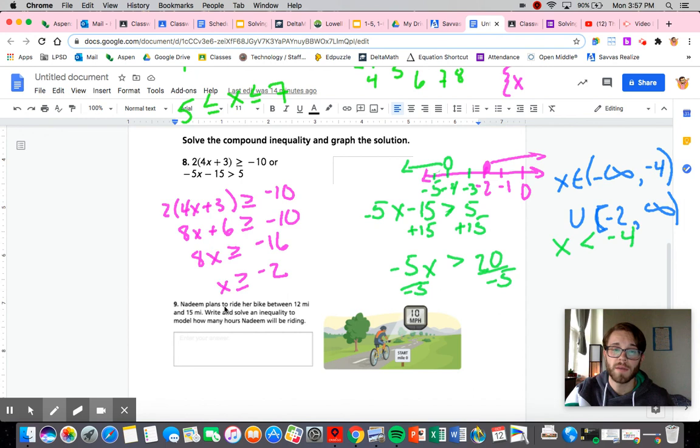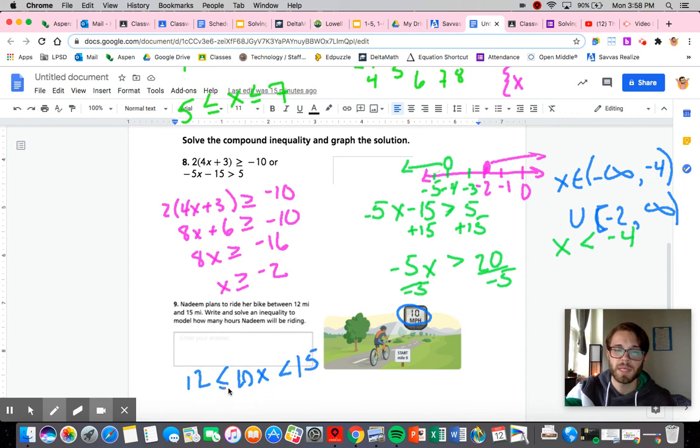So Nadine plans to ride her bike between 12 miles and 15 miles. Write and solve an inequality to model how many hours Nadine will be riding. So Nadine will be going at a rate of 10 miles per hour. Right, so we're going at 10 miles per hour. And if I'm going for x hours, my goal is to be between 12 and 15.